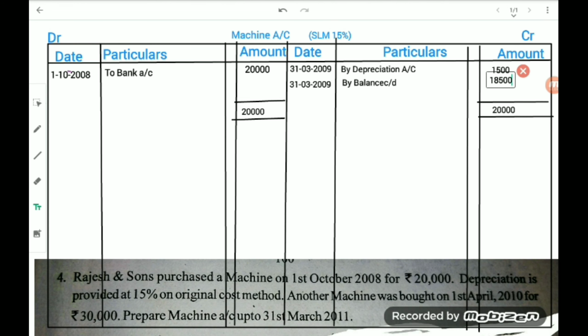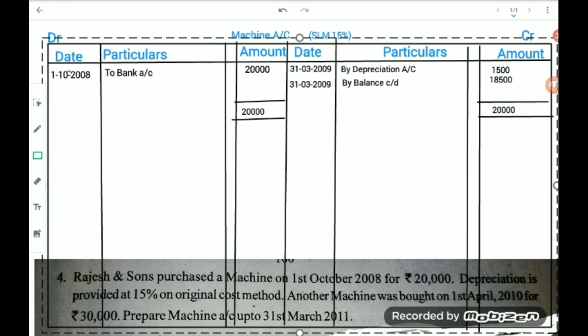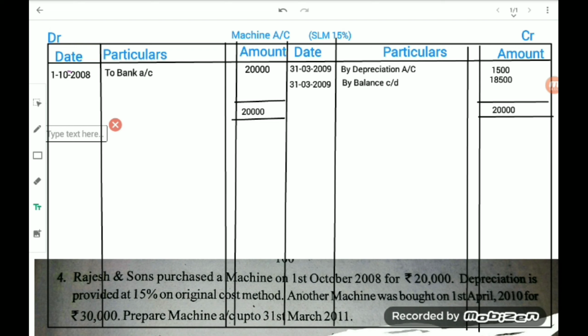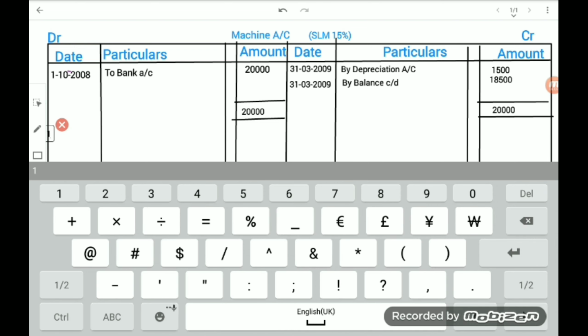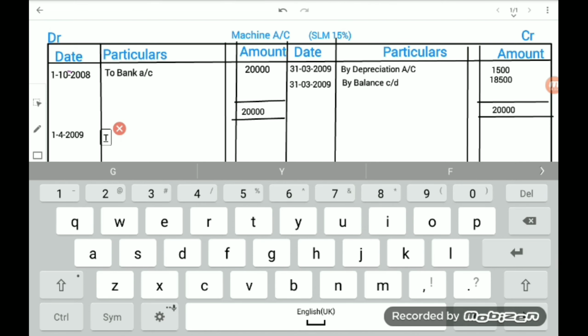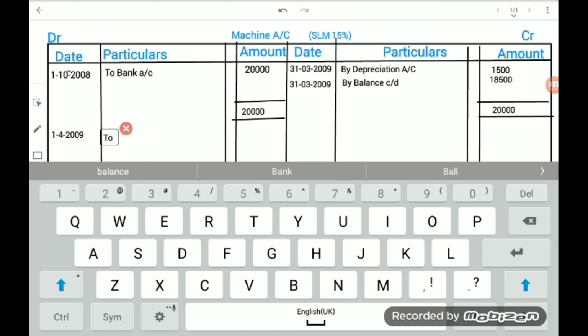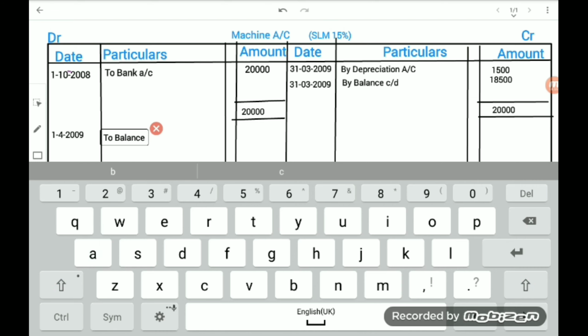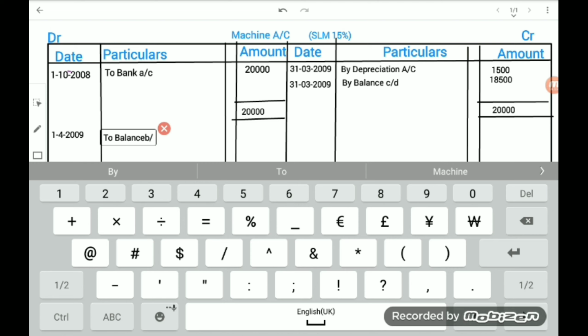So go for the next year. For the next year, after carried down, the balance will be brought down. On 1/4/2009, to balance brought down. We will bring the balance down, B by D.